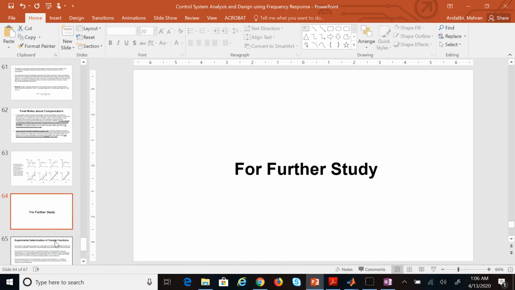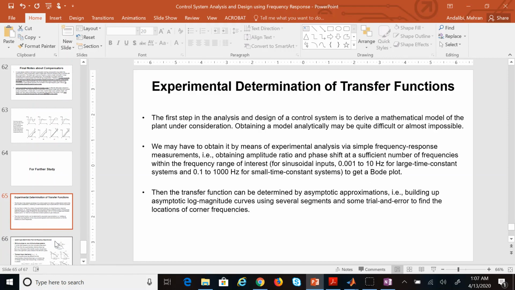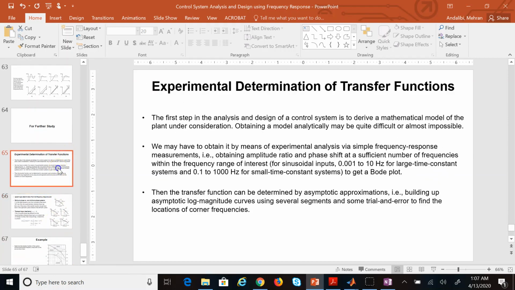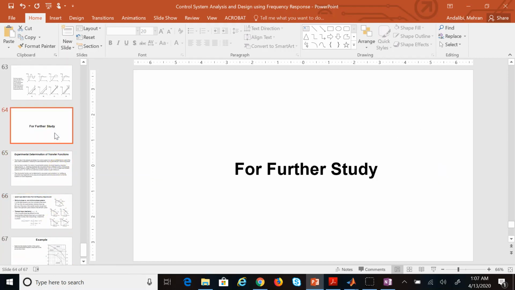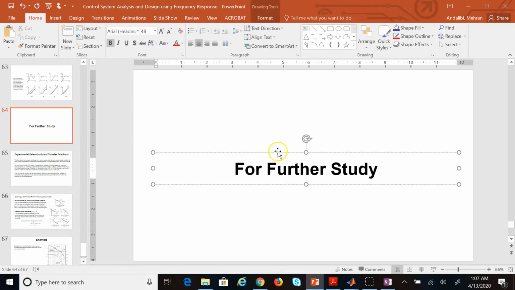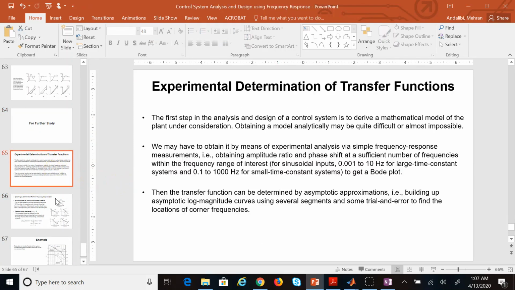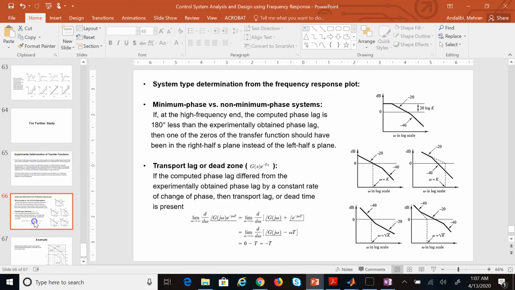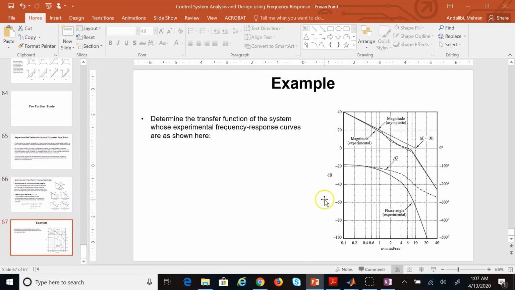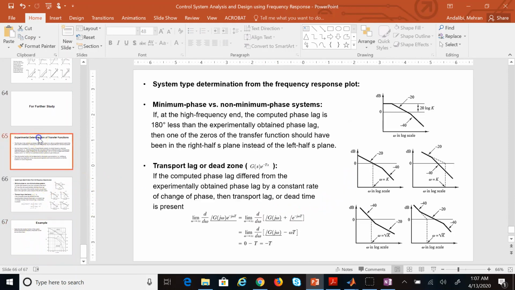Hopefully, I could provide the material for you in chapter 7. Now, here is a small topic for yourself that, if you want, you can study: experimental determination of a model or transfer function, that I mentioned several times in the lectures, but because of the time limitations, I did not have time to go through this example.